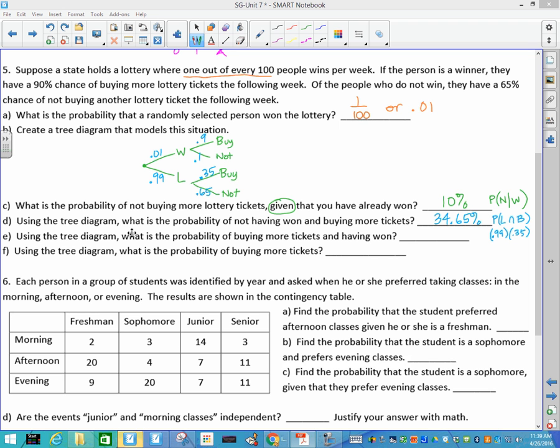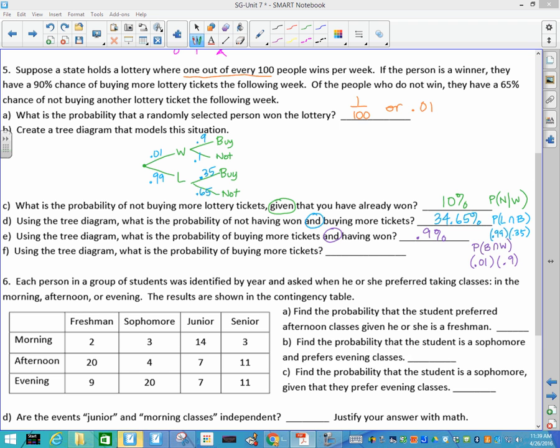Using the tree diagram, what is the probability of buying more tickets and having won? So I should circle. This is the key that tells me to multiply. This one is an and. I need to multiply. So this is the probability of buying and winning. Okay, so we go to winning, which is going to be 0.01 because you got to be on that branch. And buying is 0.9. And 0.01 times 0.9 is 0.009, which is 0.9%.